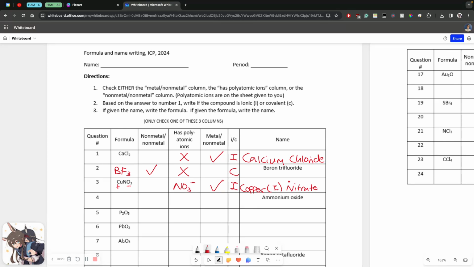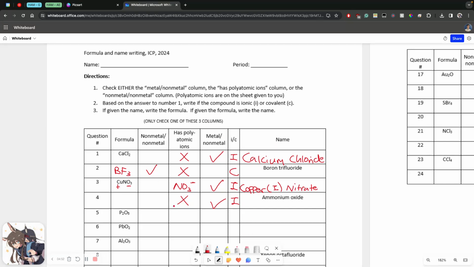Let's take a look at number 4. We have ammonium oxide. Ammonium, in this case, is our cation, so it classifies as a metal. And we know that, therefore, it's ionic. And we know that oxide stands for oxygen, which is not a polyatomic ion.